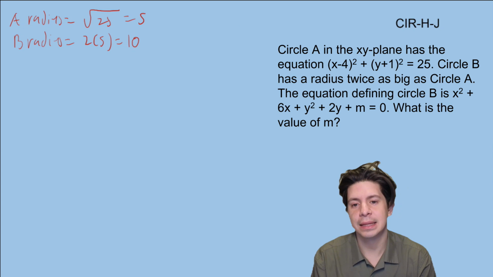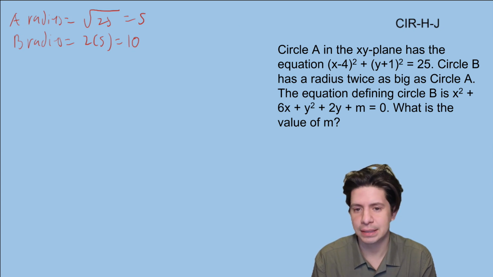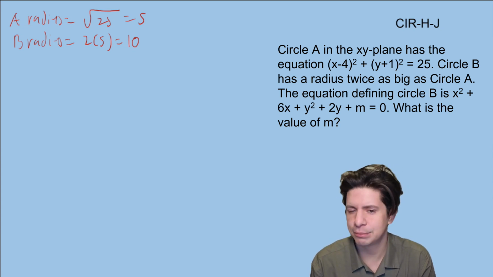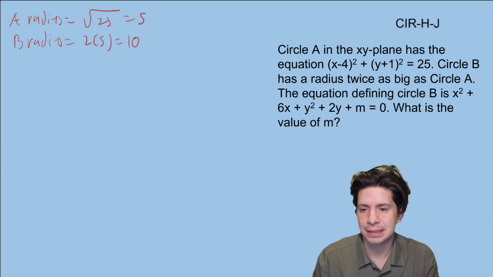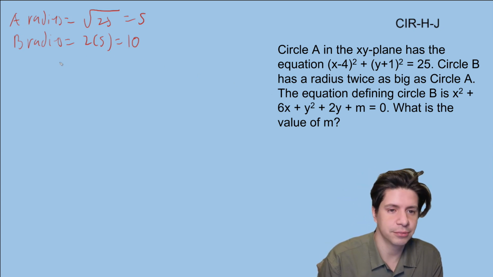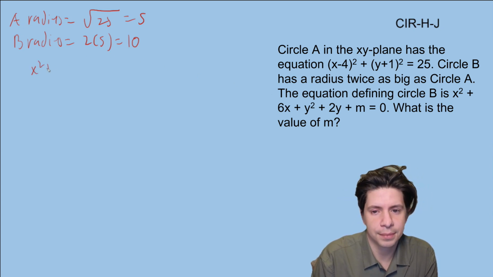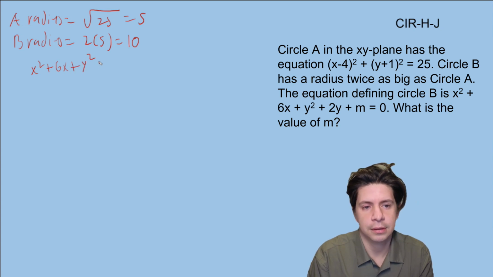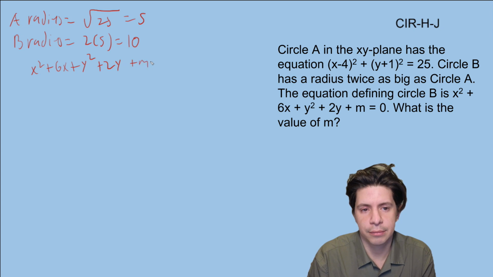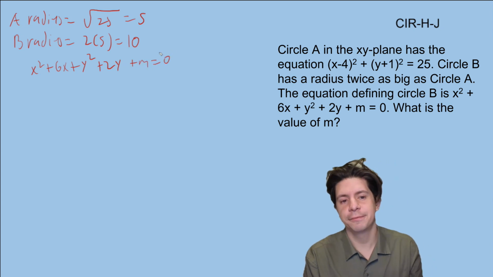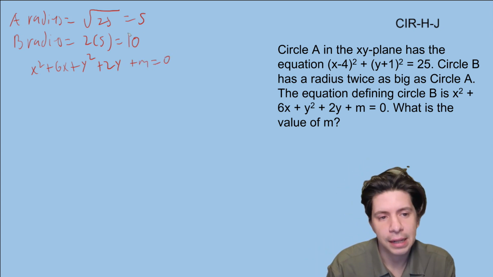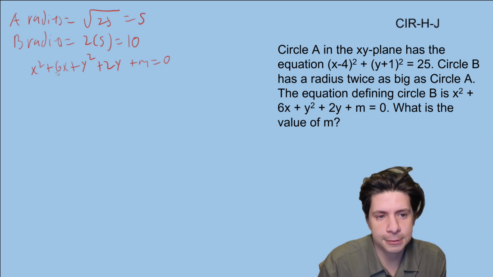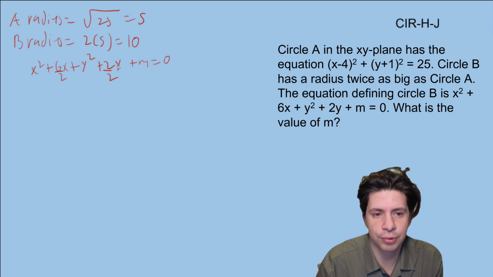Okay, so we need to get this equation. M has to give us something that makes a radius of 10. And it wouldn't just be 10 because this isn't completed in a square yet. So we're going to do x squared plus 6x plus y squared plus 2y plus m equals 0. But I'm going to forget about m for a bit, and I'm just going to focus on completing the square. You divide this by 2 and square it and add it to both sides.